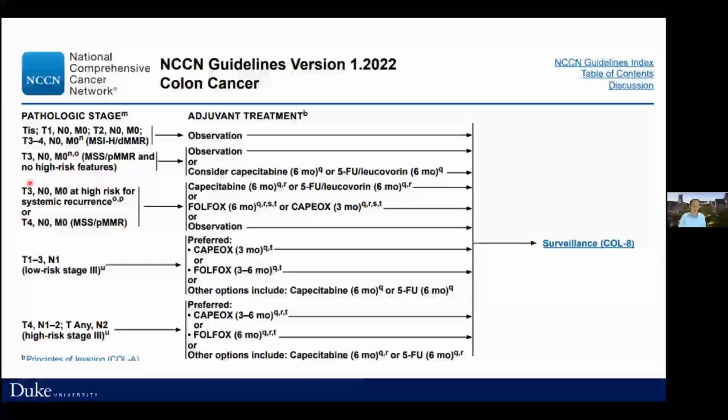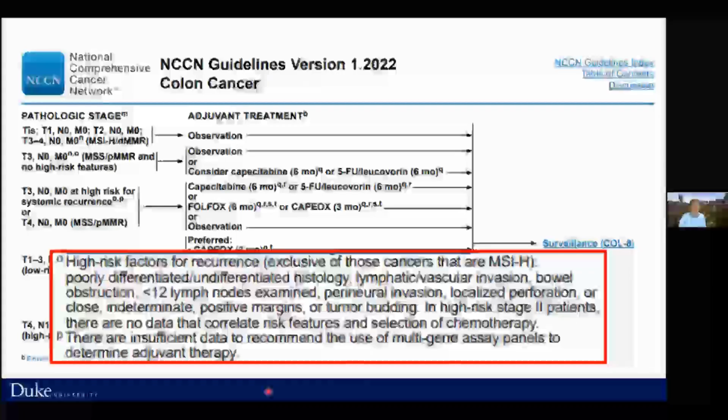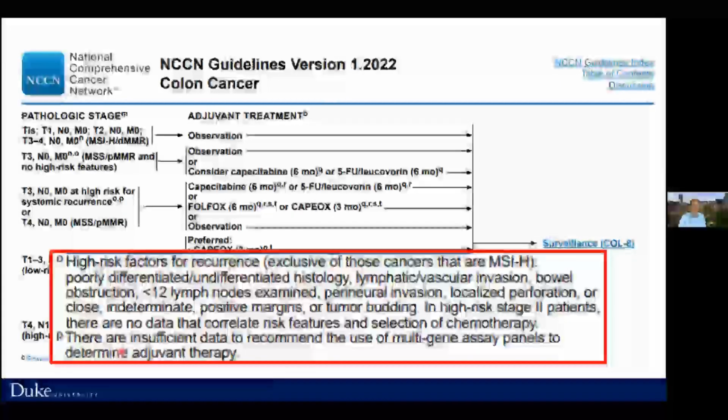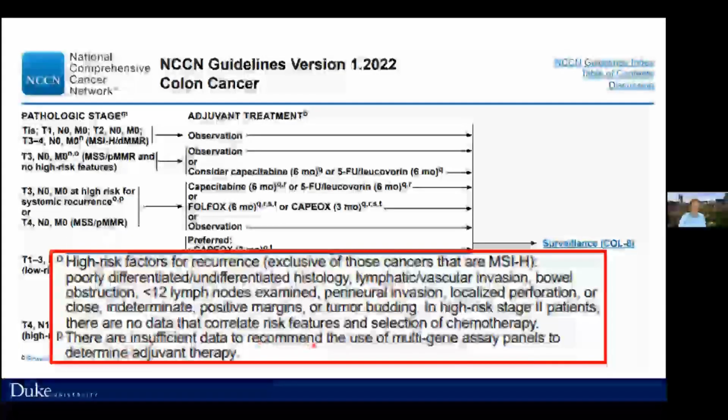But I will point out down here, if the patient was MSS, they say you can either give capecitabine or FOLFOX or observation. And then they have in these footnotes all the different prognostic risk factors you can follow. High risk factors include all these clinical pathologic criteria, but not circulating tumor DNA. They actually specifically called out the use of various panels not to use.